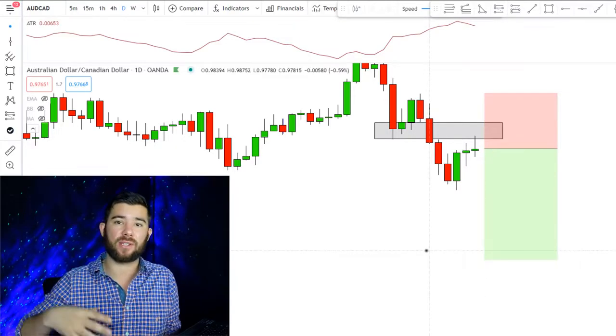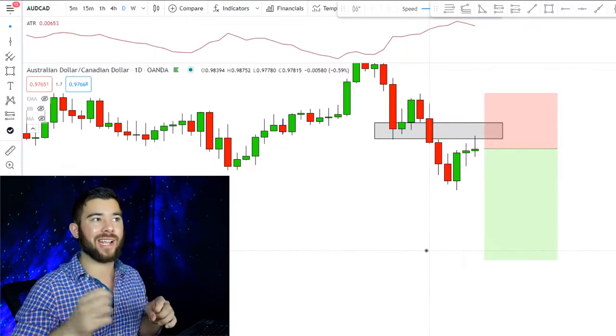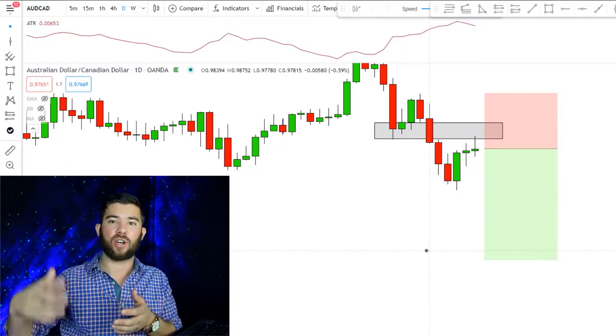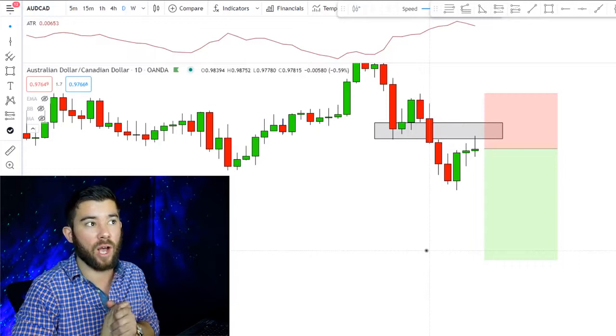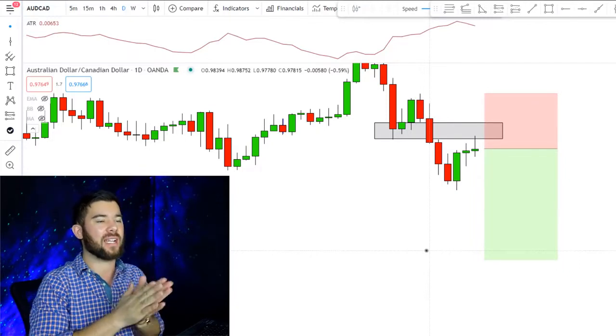At this point, you're giving yourself room for your stop loss, and you're accounting for the volatility of the market in terms of finding targets as well. Those are the 2 ways I like to use the ATR indicator.